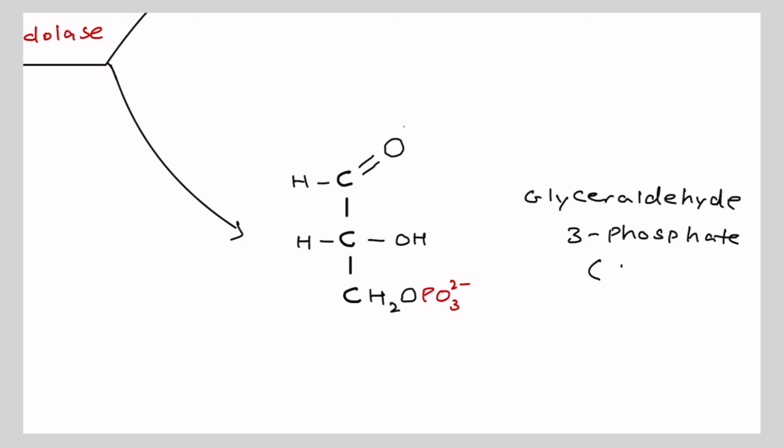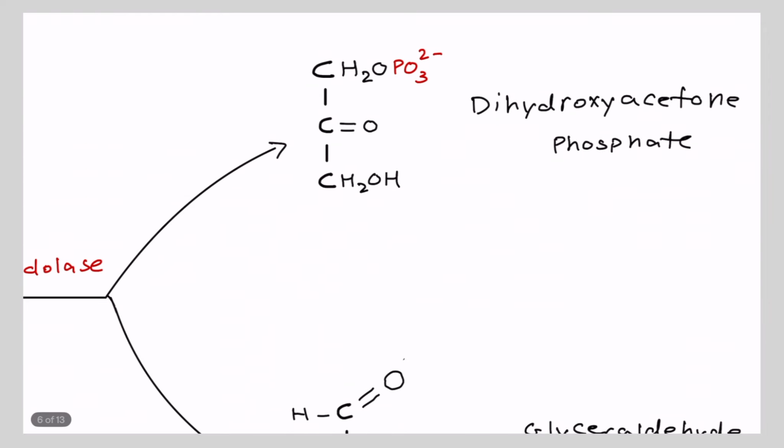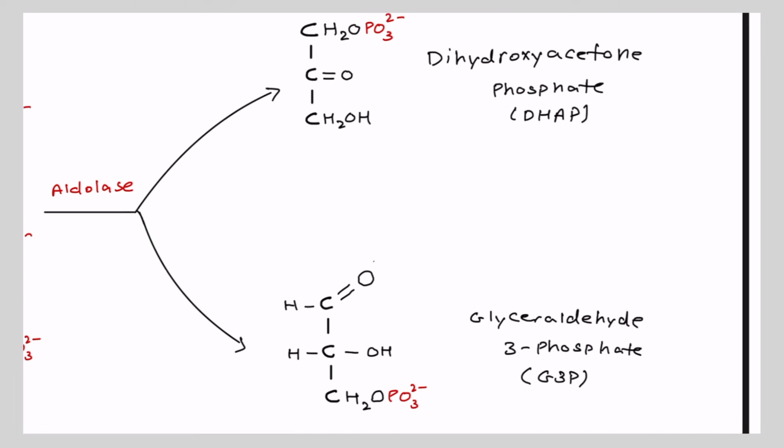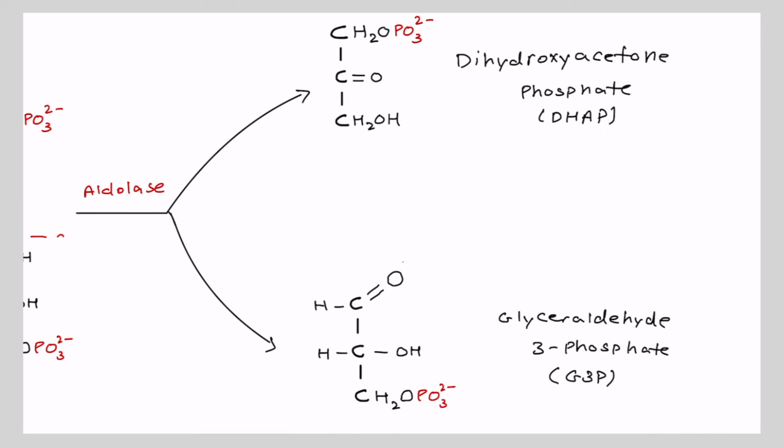So this can be called G3P, and that's what we will write on our main page, and this is going to be called DHAP. Now, there is an isomerization reaction happening between the two, through an enzyme called triose phosphate isomerase, and this could happen both ways, by the way, so we can write it as both ways.